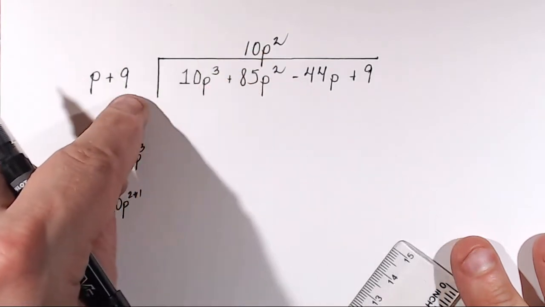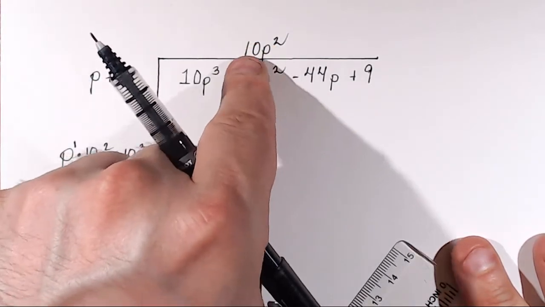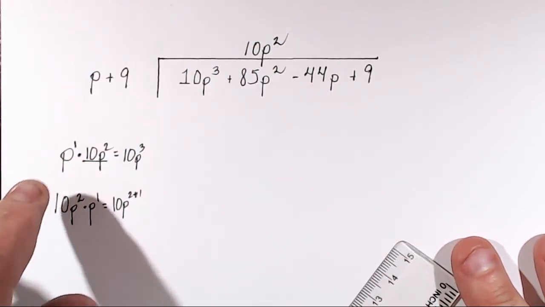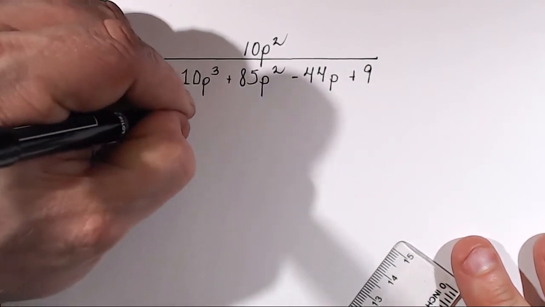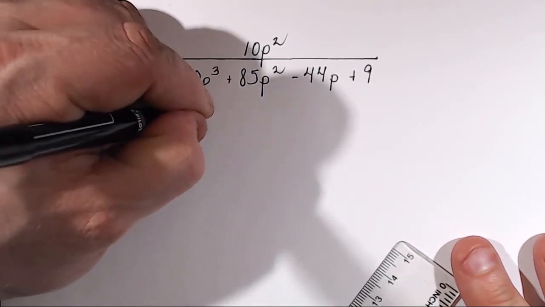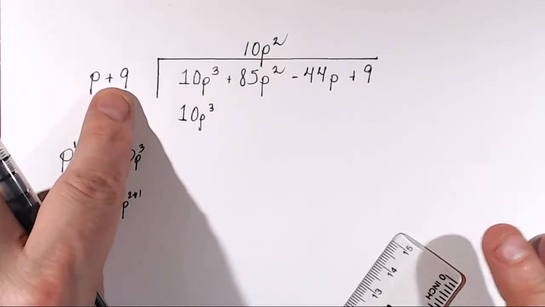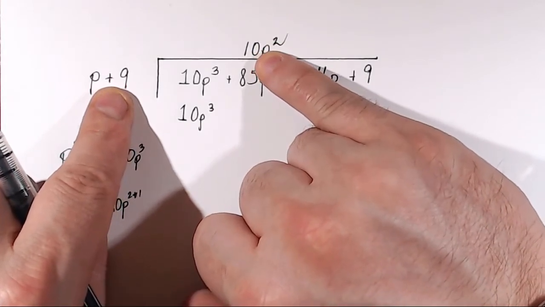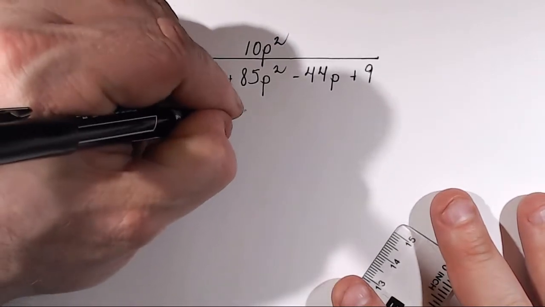Now, multiply what you just wrote, 10p squared, by p and write it right here, and then multiply 10p squared by 9 and write it right here. First, the initial term: 10p squared times p equals 10p cubed. So we write 10p cubed. Now I multiply 10p squared times 9. You multiply those whole numbers together: 9 times 10 is 90 times p squared. So plus 90p squared.